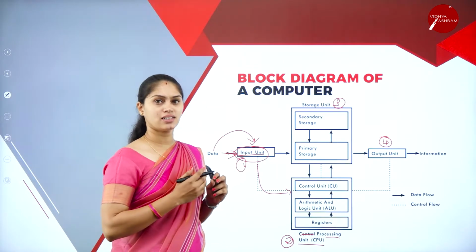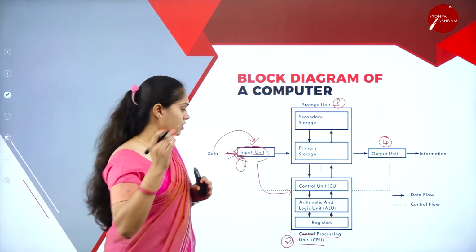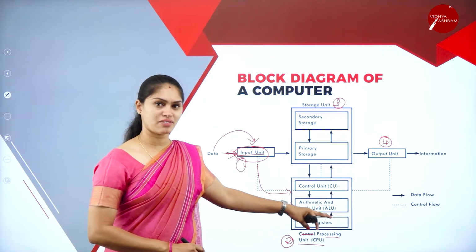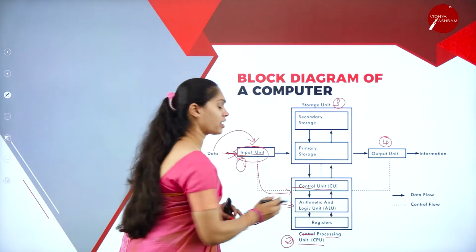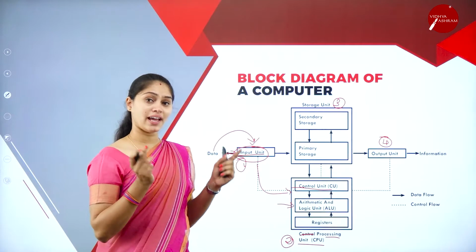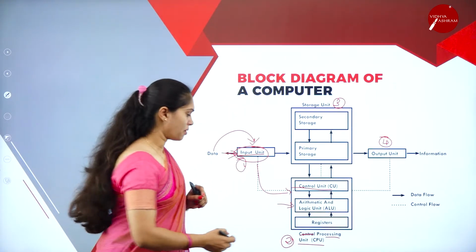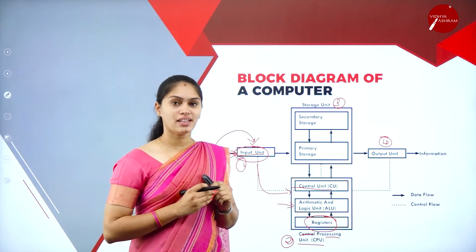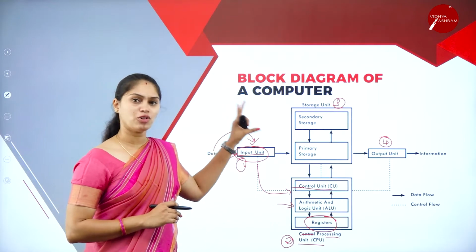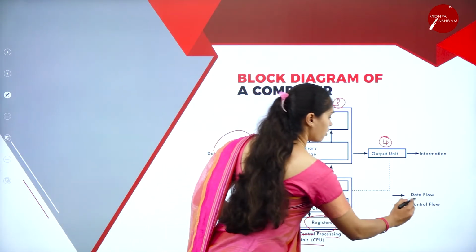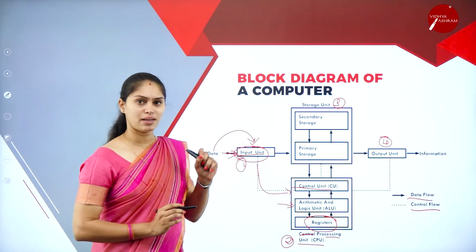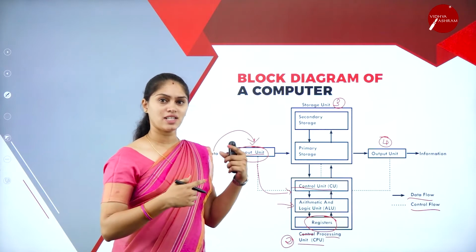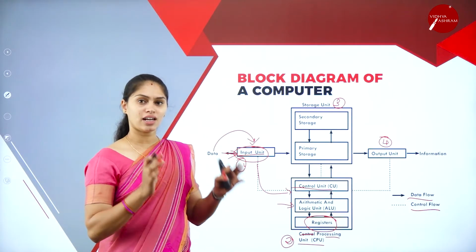If I have any arithmetic and logical operation, then it will reach this arithmetic and logic unit, and this control unit will control the data transfer between the various components of a computer system, and this register will hold the data temporarily, which is required for instant processing. Here you have to consider one thing, whether it is a data flow or a control flow: dotted lines depict the control flow and the arrows depict the data flow, how the data is flowing between the various components of a computer system.